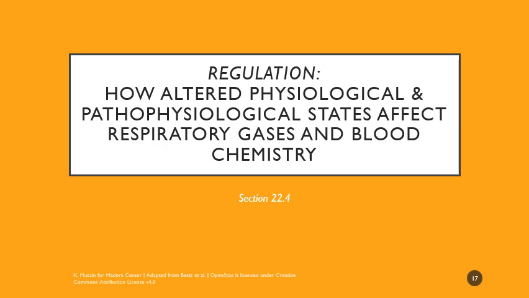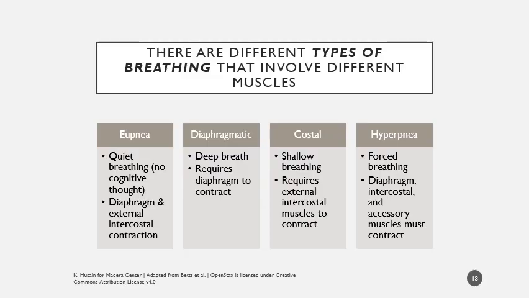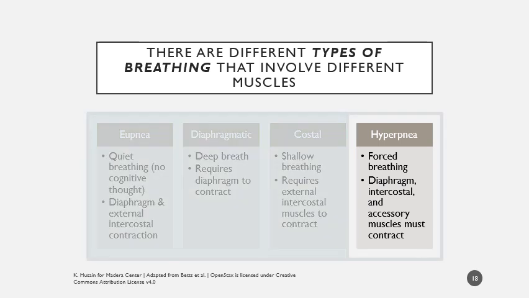Okay, so getting into how we regulate these different processes, we're going to integrate that idea of blood physiology back with respiratory physiology and just touch base on the homeostasis of this one more time. So remember, we talked about different types of breathing, and here we're going to focus on hyperpnea. Remember that PNEA tells you that it's a type of breathing. So for example, apnea is not breathing, eupnea is quiet breathing, and hyperpnea is forced breathing. Your diaphragm, your intercostal muscles, and your accessory muscles are all involved in forcing this breathing.